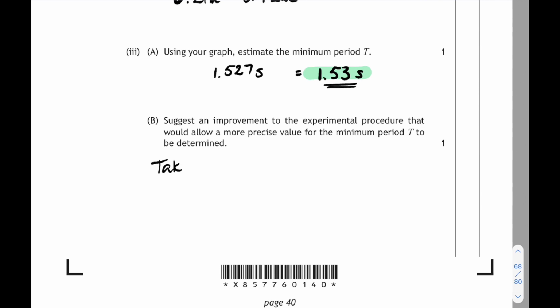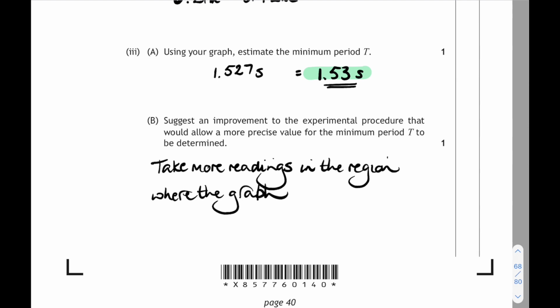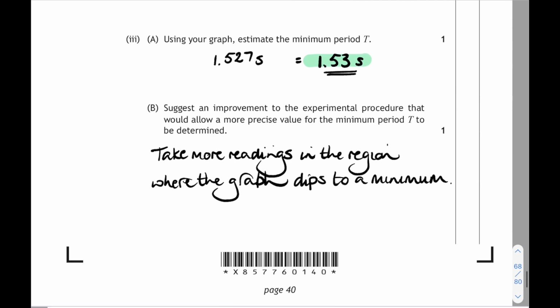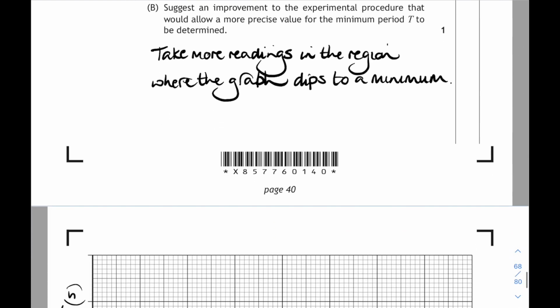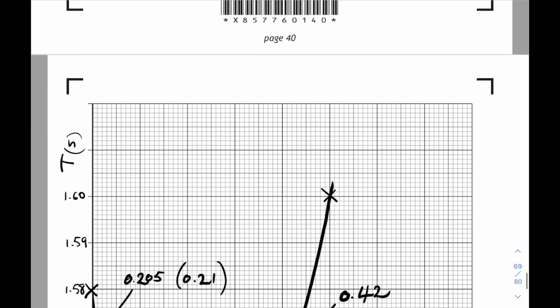But I think what we'll go for is take more readings around the turning point in the graph, around the region where the graph dips to a minimum. Yeah, I think that'll do. It's a strange question. Anyway, is that it?